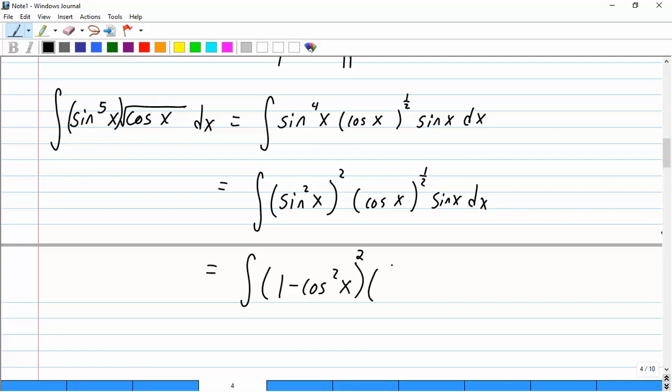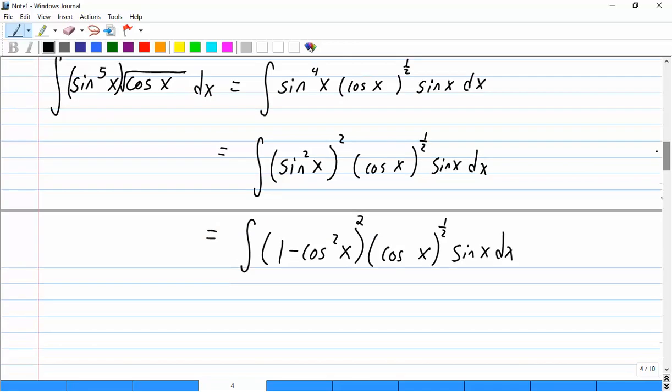Now, I have a squared on the outside of that power, though, so that's important. So how do I square 1 minus cosine squared? I have to FOIL it out. I don't just square the first term and last term. If you can't do that in your head, then do it over to the side: 1 minus cosine squared x times 1 minus cosine squared x. FOIL it out and combine like terms, and see if you get this.